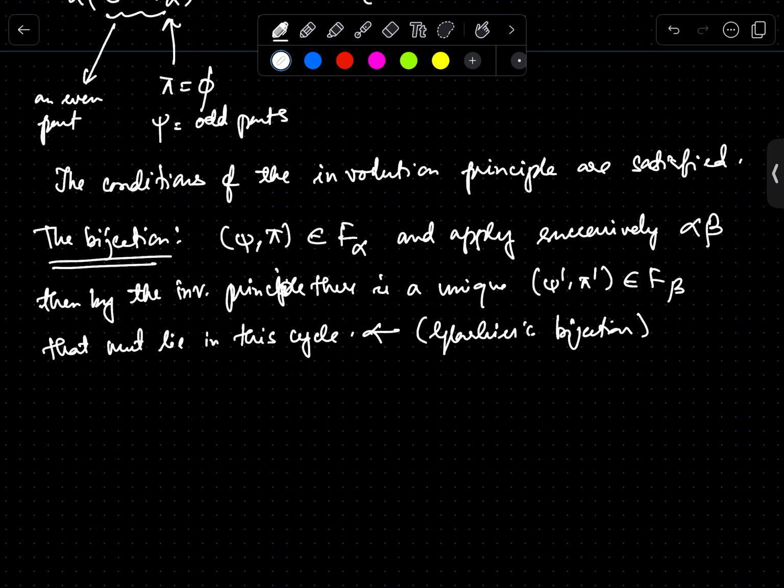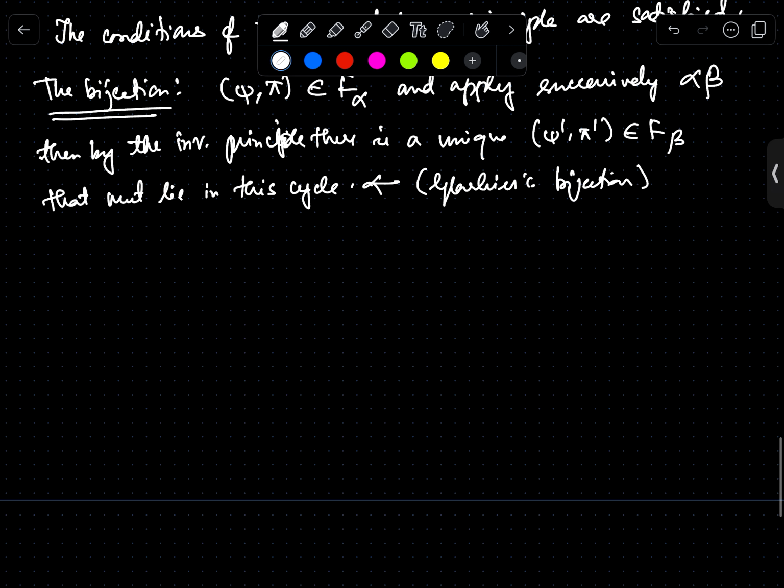Okay. So let's look at an example that we started off with. So I have an example here, which is this. You start with 3 plus 3 plus 3 plus 1 plus 1 and the empty partition. So this is some partition, okay? And this is a partition in F alpha, clearly, because the first component is a partition into odd parts, okay? So we are going to apply the map beta now.